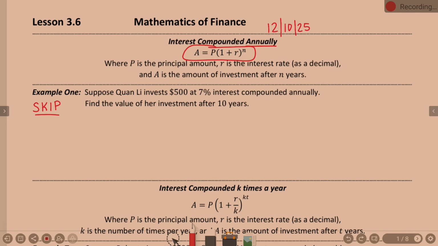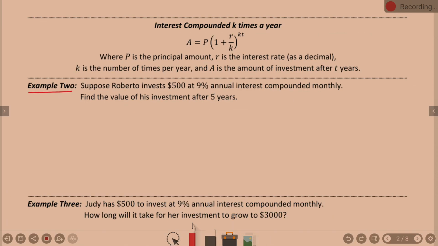Now, we're going to look at the next formula. Notice, I made myself notes. I'm skipping example 1. Not that it's hard, it's just so easy that I'm saving time. The formula we're going to focus on is this formula right here. Interest compounded K times a year. So basically, instead of just compounding it once a year, it's compounded monthly, quarterly, daily, whatever else we can come up with.